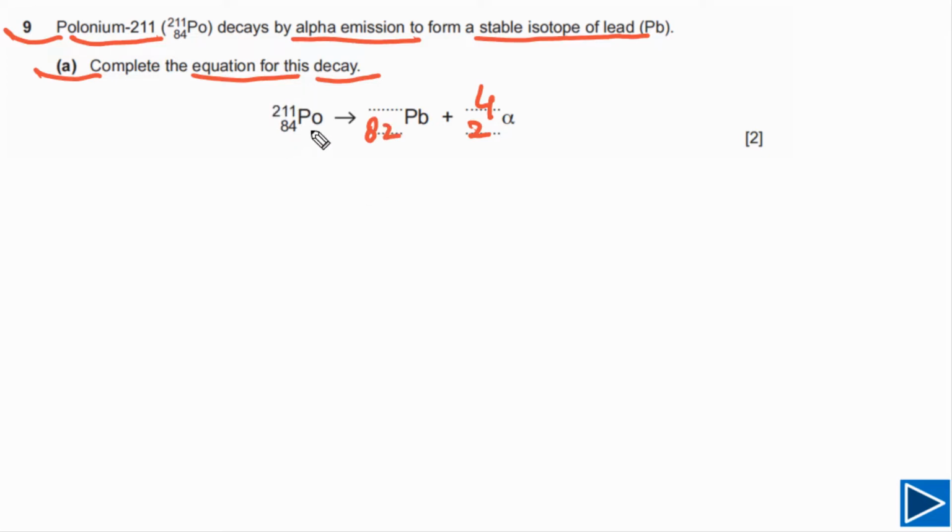And this is 211 minus 4. So this one has to be 207. So that's all we need to do. And this question has 2 marks. If you have done this right, you will get 1 mark. And if you have done this right, you will get the second mark.